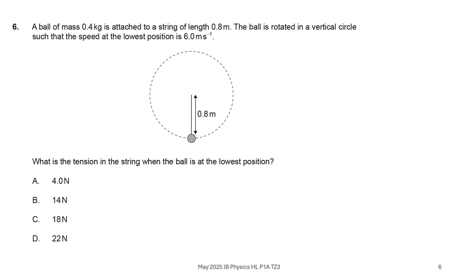So here we're looking at the ball, mass 0.4, we've got a string of length 0.8, we'll assume that's constant, and we've got the speed at the lowest position, which is 6 meters per second. Now the question is asking us, what's the tension in the string when it's at its lowest position? Again, I would say this is a fairly classic question. I've seen questions which have looked at the tension at the top, or thinking about the ratio of tensions, etc. This one we're looking at just simply, what is the value of the tension?